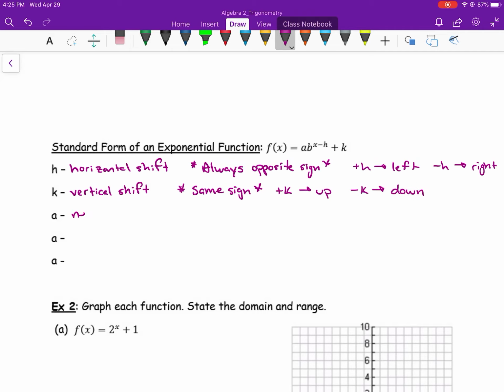If a is negative, it is a reflection over the x-axis. If a is greater than 1, we stretch vertically. If a is in between 0 and 1, we compress vertically.